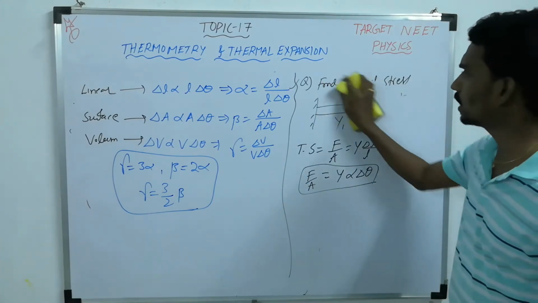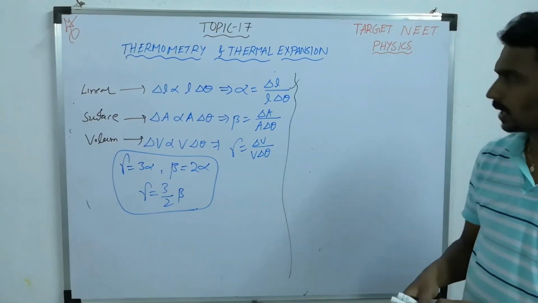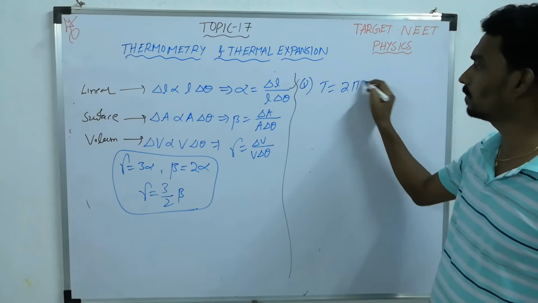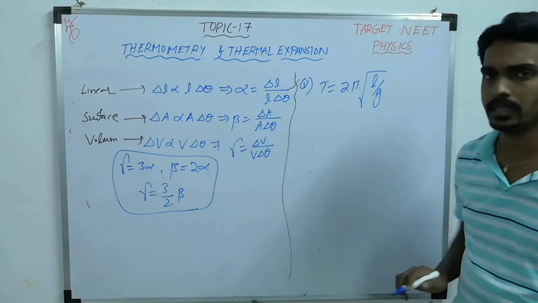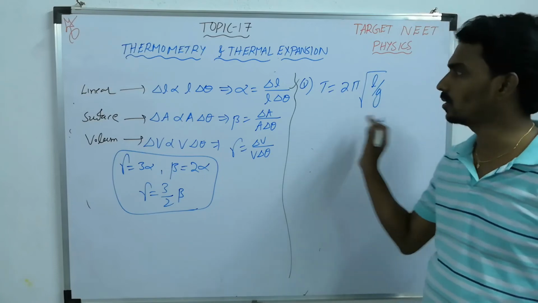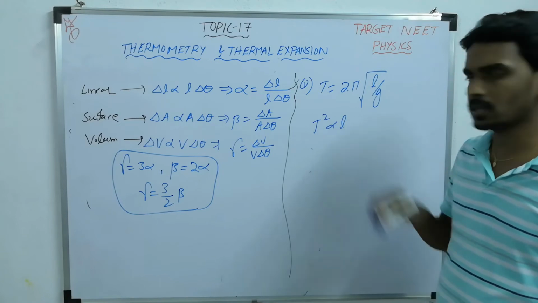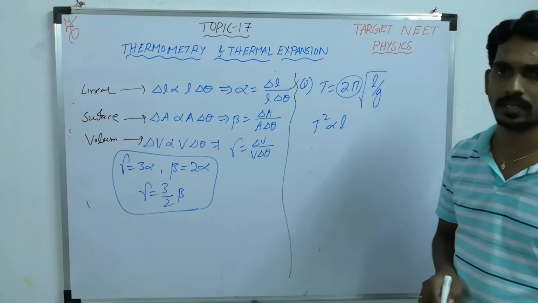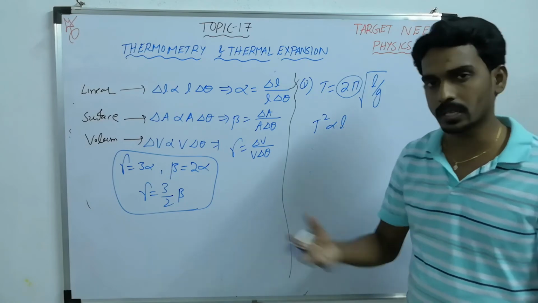And one more important question is also there based on the same thing: the simple pendulum case. What is the time period of a simple pendulum? T equals 2 pi under root L by g, where L is the length and g is the acceleration due to gravity. Now here T square is proportional to L, since 2 pi and g are constants. How can the question come?